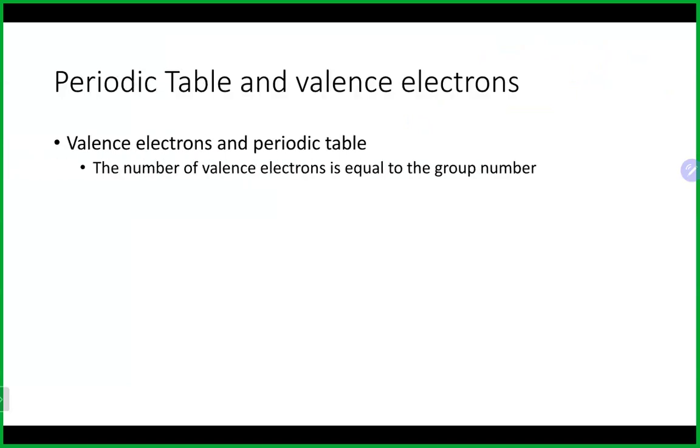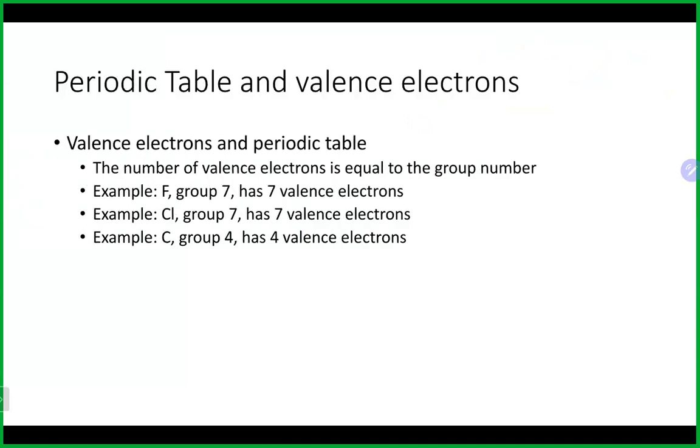The number of valence electrons will actually equal the group number. So everybody in group 1 has 1 valence electron. Everybody in group number 2 has 2 valence electrons. Everybody in group number 3, 3 valence electrons, 4 valence electrons, 5 valence electrons, 6 valence electrons, 7, 8 valence electrons. One exception is helium, which has only 2.